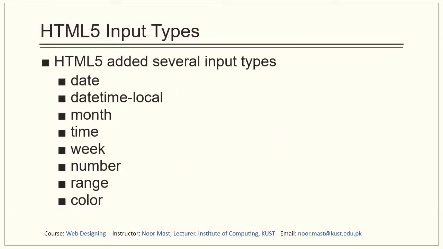In this video, I will cover some new input types introduced by HTML5. Examples of such input types are date, datetime-local, month, time, week, number, range and color. So let's start to cover these input types one by one.